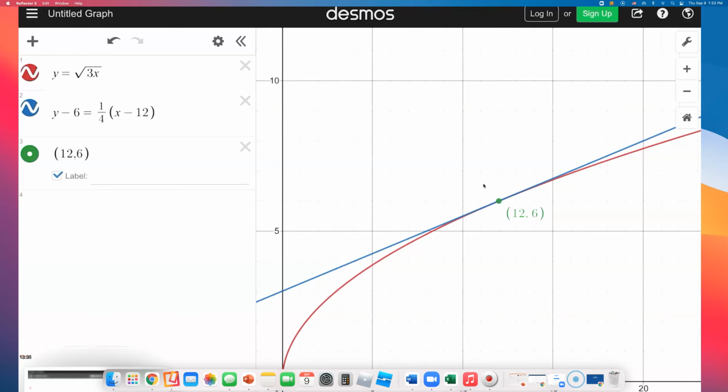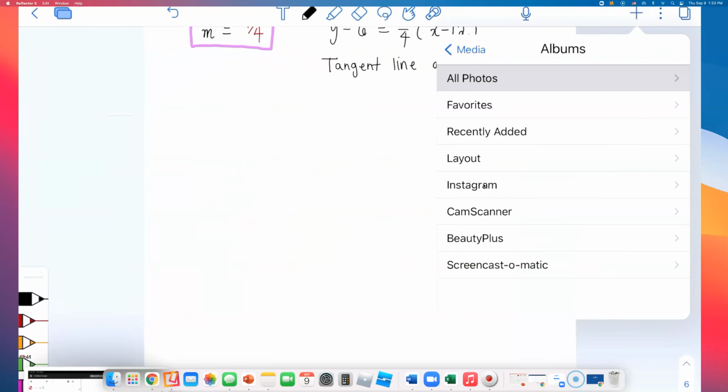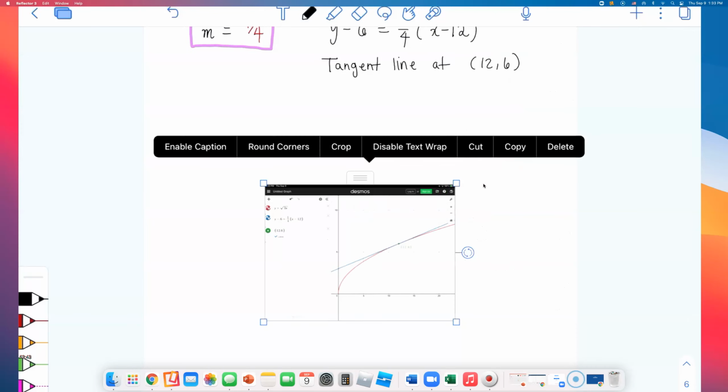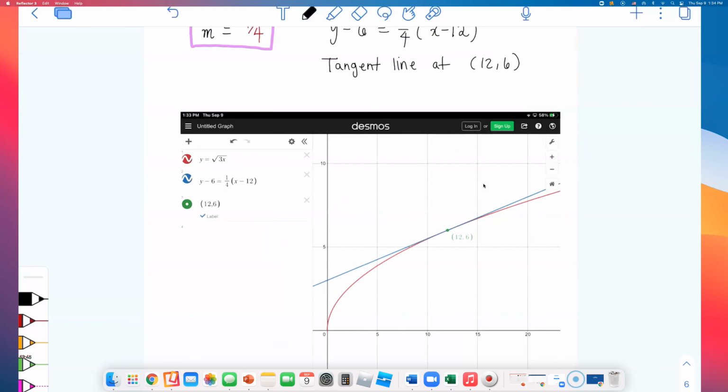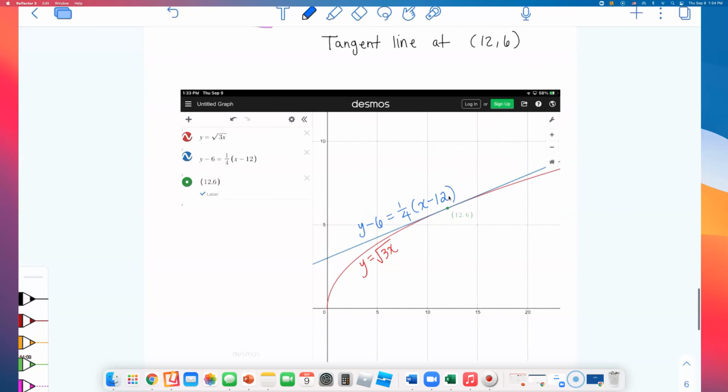Ta-da! And then I will include this in our notes so that you guys can have a proof that we did this right. All right. And I like to check my work that way sometimes. After finding our equation of a tangent line, I graph both the original function and the equation of the tangent line that I wrote to see if they really look tangent, if the line actually looks tangent at that point of tangency. So that is it for example number 4.